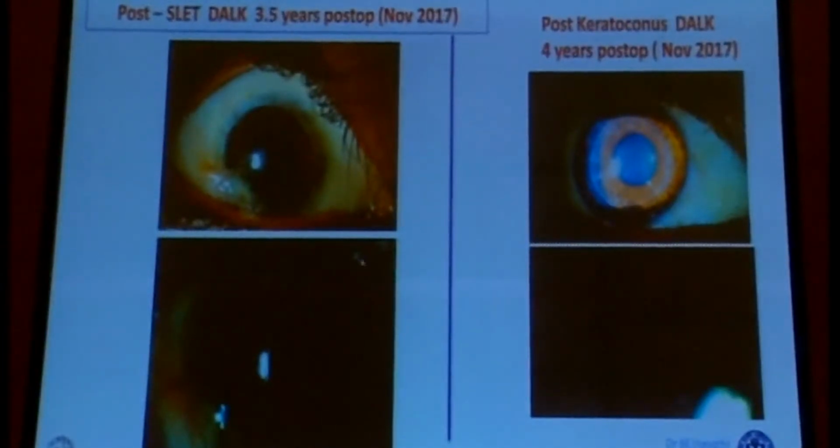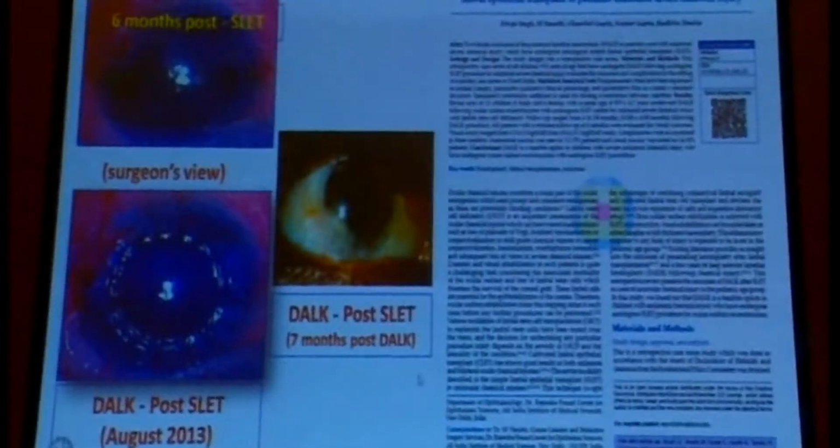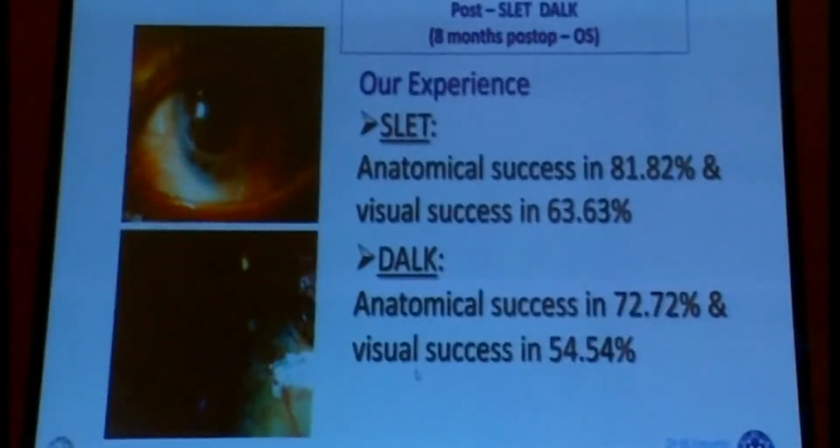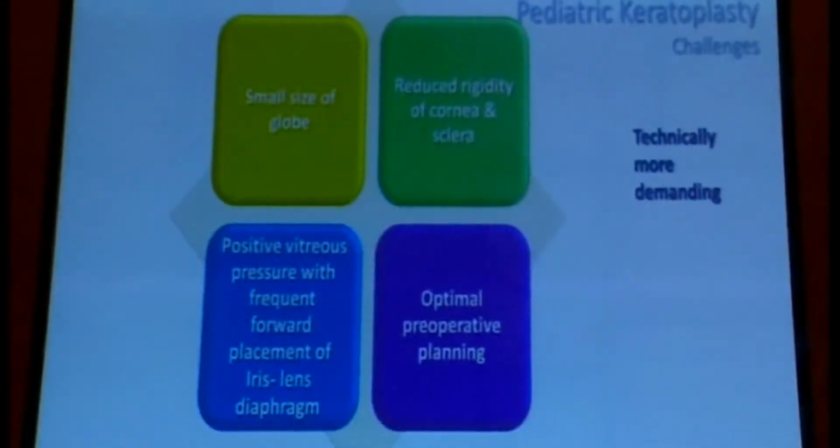Again, a post-SLET DALK, this is a post-keratoconus DALK in a pediatric eye. This is a post-SLET DALK in a pediatric eye. Not all cases land up with such wonderful results. I've had bad results as well in some of the cases, and this paper talks about our experience of outcomes of SLET and DALK in post-SLET eyes. So I'll just skip most of the literature out here and go on to the challenges.